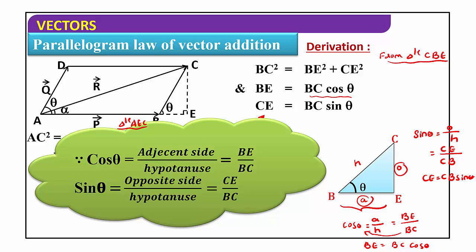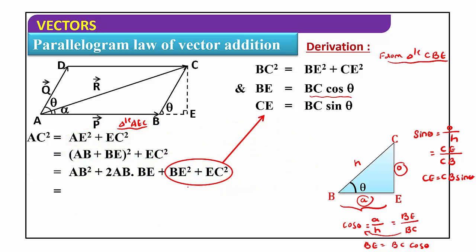How did we get these values? You can observe cos theta equals adjacent side divided by hypotenuse. Adjacent side is BE, hypotenuse is BC, so we got BE equal to BC cos theta. Then second, sin theta equals opposite side divided by hypotenuse. Opposite side is CE, hypotenuse is BC, cross multiply, so we can write CE equal to BC sin theta.